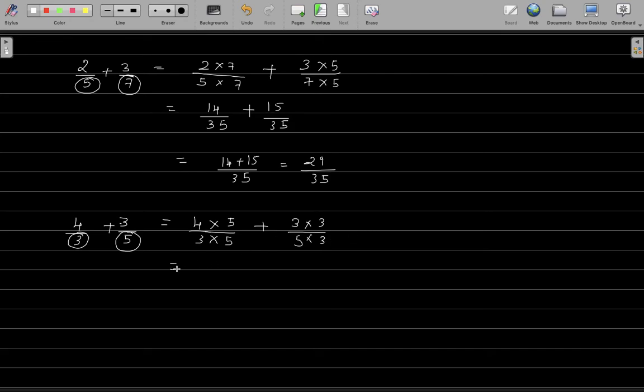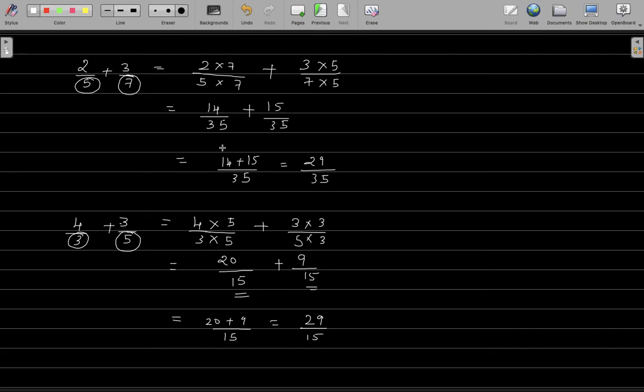Now what do you get? 4 times 5 is 20 and 3 times 5 is 15, plus 3 times 3 is 9 and 5 times 3 is 15. Now if you see, you got the same denominators, that is, you have got equivalent fractions for these two fractions and you got like fractions. So our purpose is solved. We will take 15 in the denominator, add the numerators, that will give you your answer, 29 upon 15.